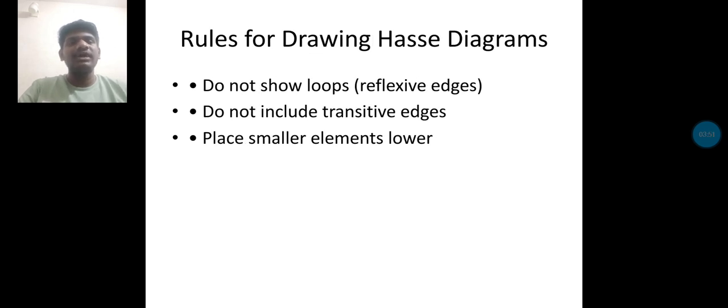Rules for drawing a Hasse diagram. These are the steps or rules for drawing a Hasse diagram. First, do not show loops, that is, reflexive edges. Do not include any transitive edges. And the last rule is to place smaller elements lower in the Hasse diagram.